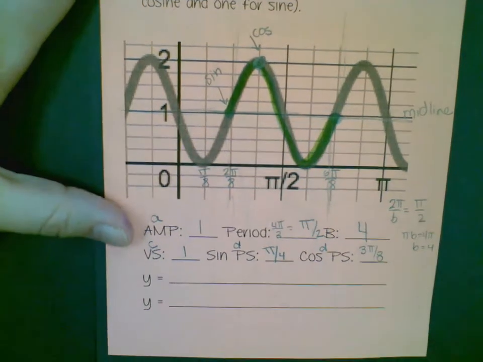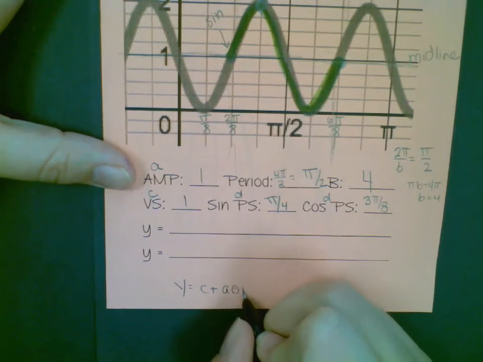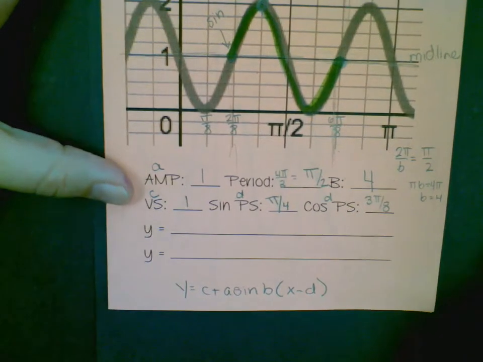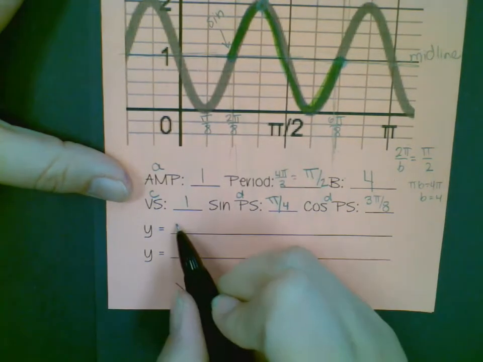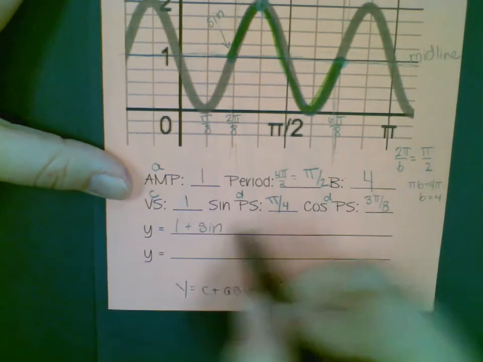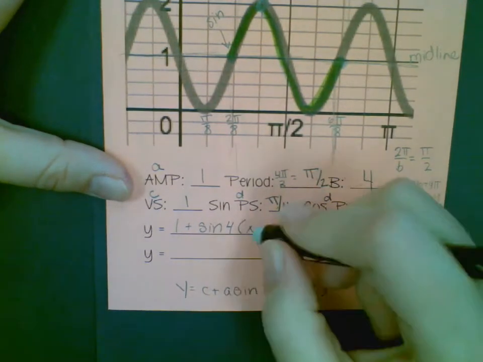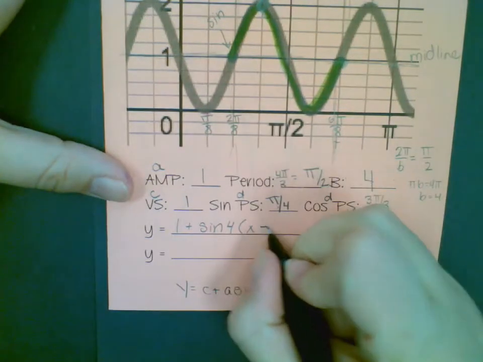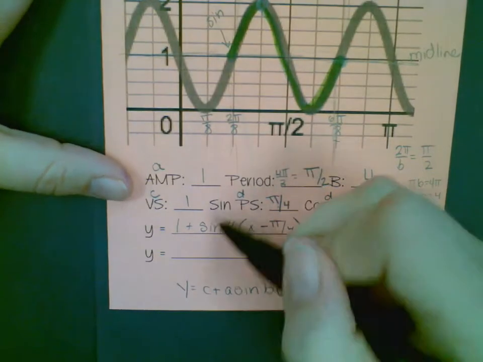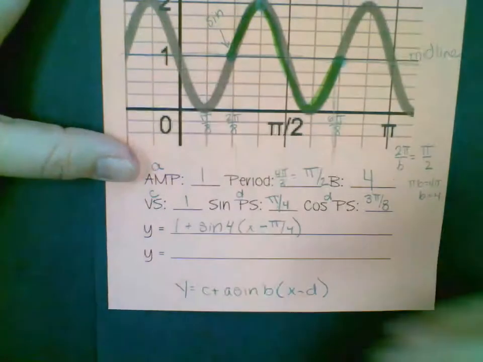Okay, so now we're plugging in. Remember, our general formula is y equals c plus a sine or cosine b x minus d. So if we plug everything into our equation, we would have y equals 1 plus 1 sine, our b value is 4, and we have a phase shift, so x plus or minus pi over 4. Remember, it's always opposite of the sign, so if our shift is positive, our equation will be negative. You could put the 1 for the amplitude, but I left it out because it's just 1. You times by 1, it's the same.